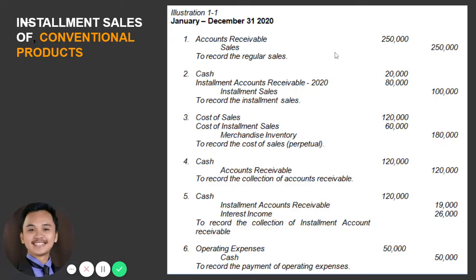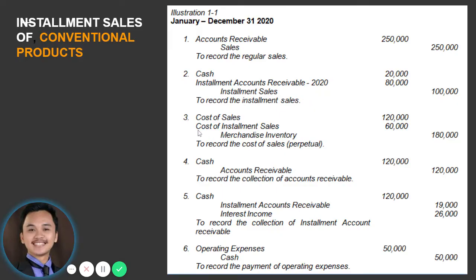Okay, guys, it's important for us to put 2020 or the year where it is made because there's a chance that in the future, this installment accounts receivable will still be outstanding and it will overlap with other installment accounts receivable in the future. So therefore, we need to put the year in order for us to identify which installment receivable it comes from. So in this case, it is from 2020 sales.